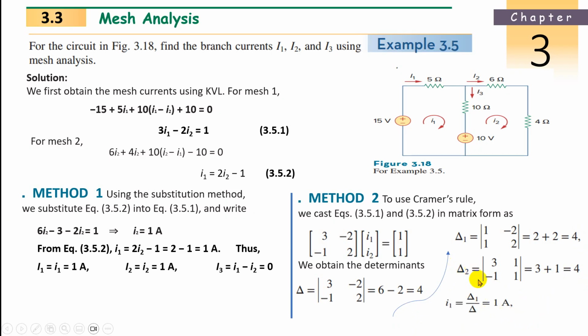So I1 is determinant 1 by delta, that is 4 by 4, 1 ampere. Current I2 is determinant 2 by delta, 4 by 4, 1 ampere. So the same result comes with the elimination technique and with the matrix Cramer's rule method. Now you can substitute: capital I1 is 1 in branch 1, capital I2 is 1 ampere in branch 2, and capital I3 is I1 minus I2 in branch 3, that is 0. So this is the first example.